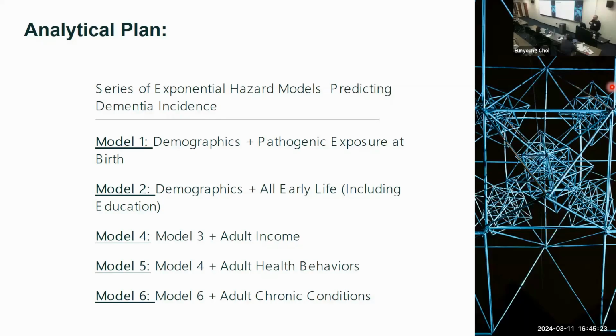So the analysis was really just using a series of exponential hazard models predicting dementia incidence. The very first model, because I wanted to look at pathogenic environment, which I'll show you today. Actually, I'll show all of these models with the coefficients. And then we were looking at early life, including education as well. So adjustments after, including education, adult income, health behaviors, and chronic conditions. And adult income is adjusted for household size as well.